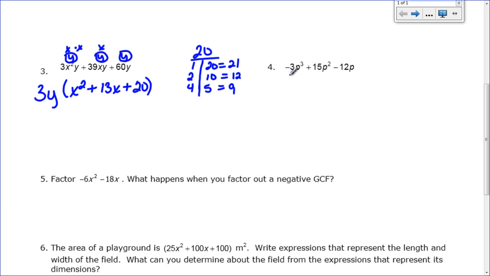So now look at number 4. Number 4, I have negative 3p cubed plus 15p squared minus 12p. Well, I've got to do greatest common factor of 3, 15, and 12.